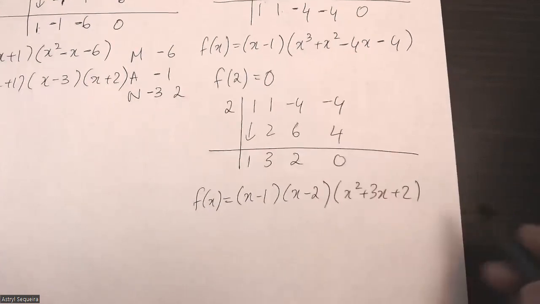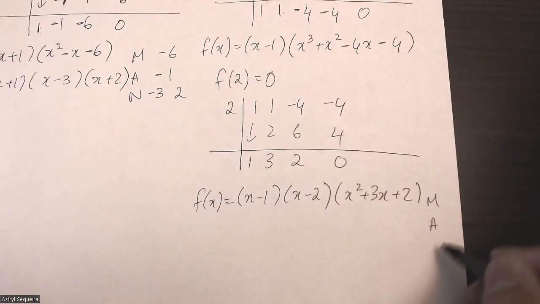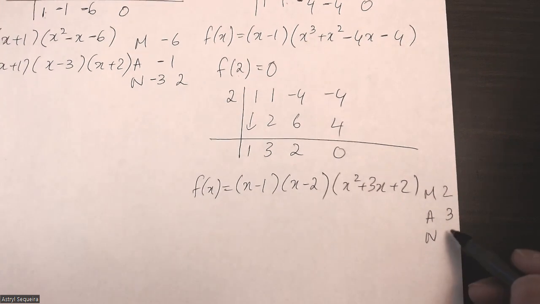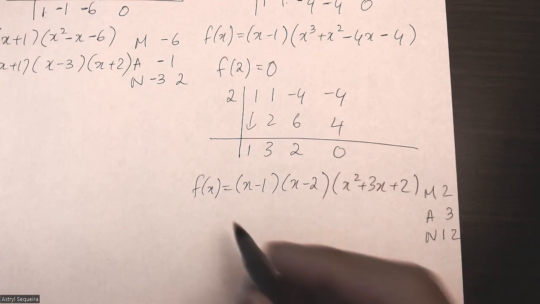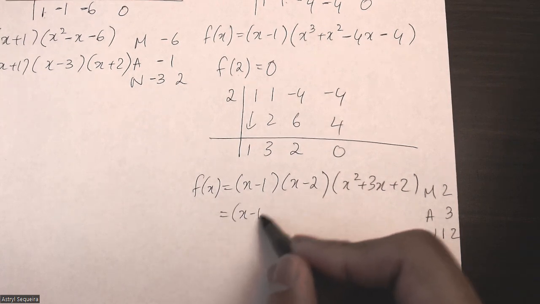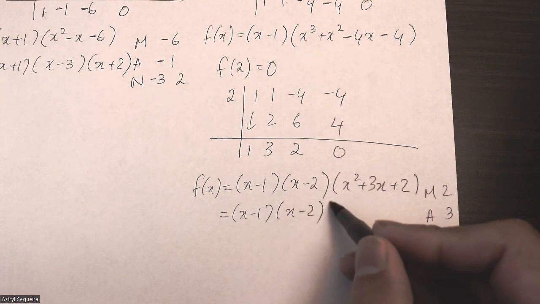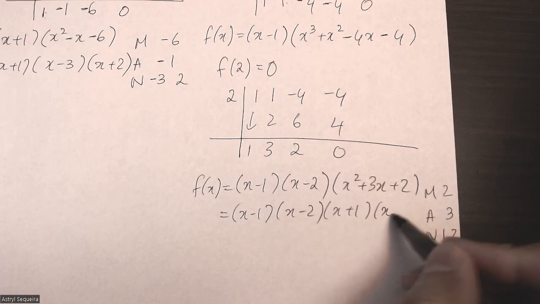And I can factor this with my man method. Multiplies to 2, adds to 3. My two numbers are just 1 and 2. So my final solution is x minus 1, x minus 2, x plus 1, x plus 2.